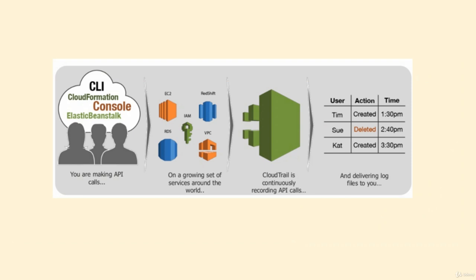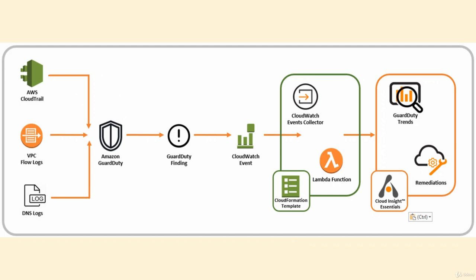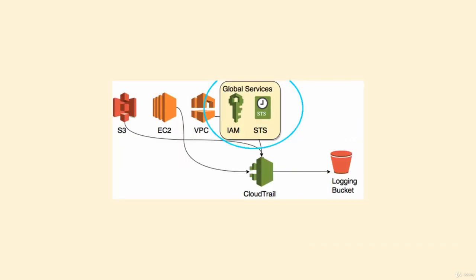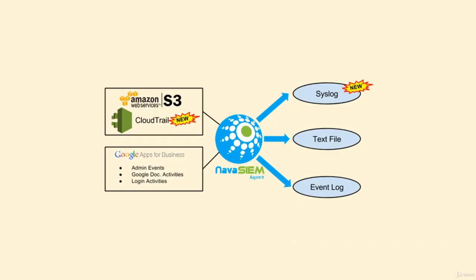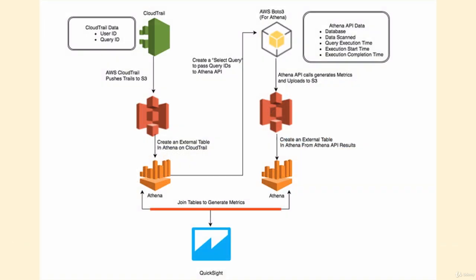You get a console, and you could perform actions. You could monitor things. You are making API calls, with an ongoing set of services around the world that could be used. With CloudTrail, you are continuously recording the API calls and delivering log files to you. You can also integrate CloudTrail with GuardDuty for security of your cloud instances. You could provision IAM and STS authentication modules to CloudTrail so that no other person may access the confidential reports or sensitive API call data. You could provision it with Google Apps for Business or different third-party tools that could be integrated. You could also integrate with Athena or different services such as QuickSight and Boto3.